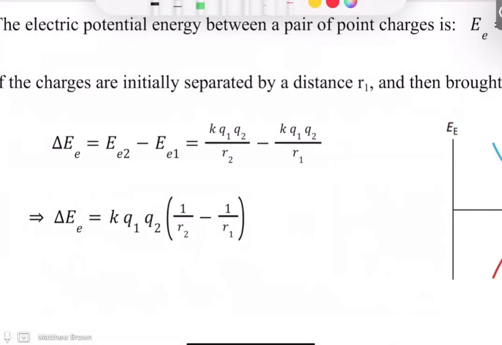Below this, all I'm doing is factoring out the K and Q1 and Q2. All of the numerator factors out of both because they're right there. And then we end up with this lovely equation down here. So it really is just about the distances.